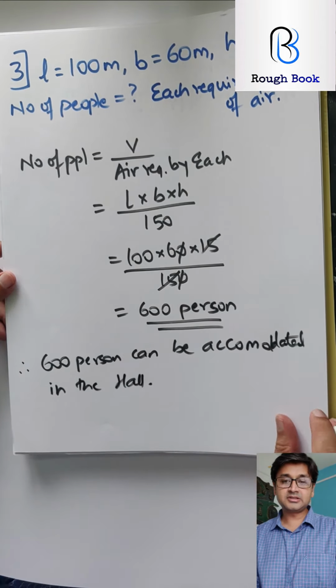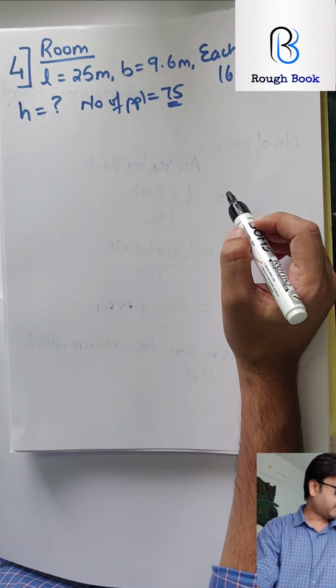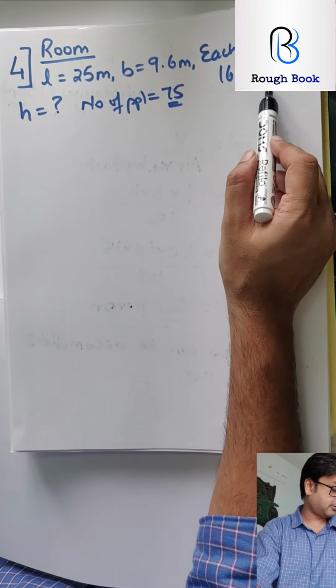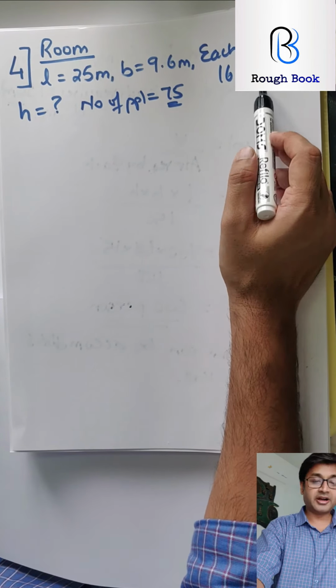Are we clear with this? Was this simple? Great. Let's go to the next one. Sum number 4. Fourth one says 75 persons can sleep in a room 25 by 9.6. So length and breadth for the room is given. If each person requires this much of air, then find the height of the room.